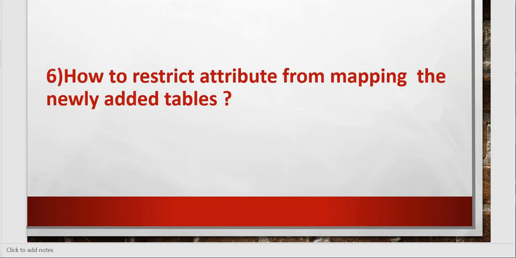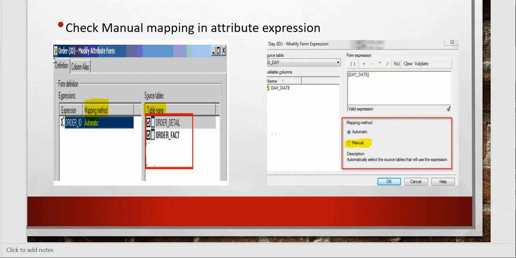The sixth question is, how to restrict the attribute from mapping to newly added tables? By default in MicroStrategy, the mapping method is set to automatic for the attributes. So whenever a new table is added, a column in the table gets automatically mapped. So in the attribute expression, we have to go and define the mapping method as manual.